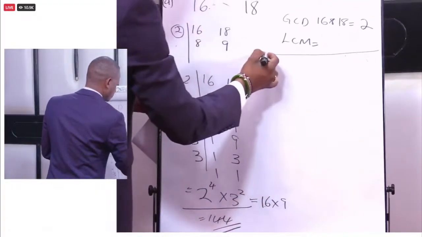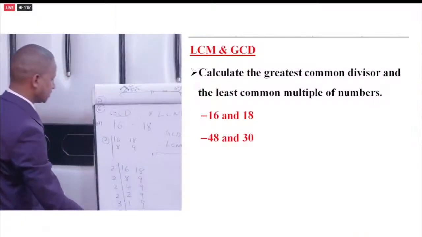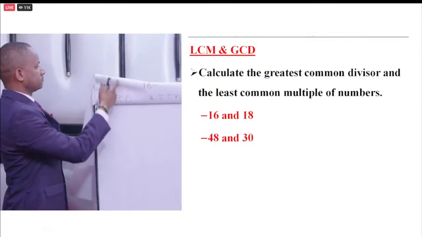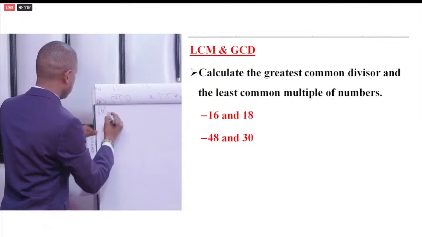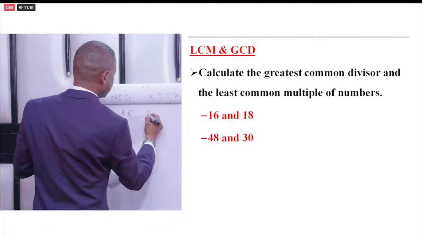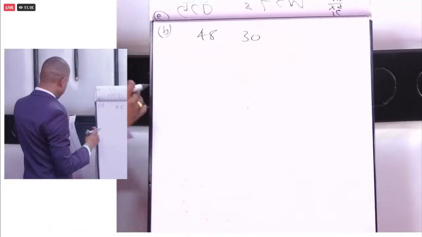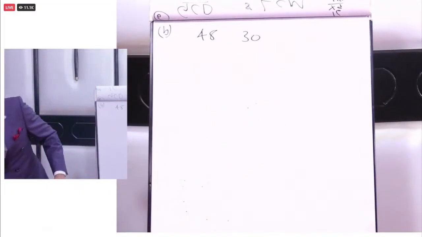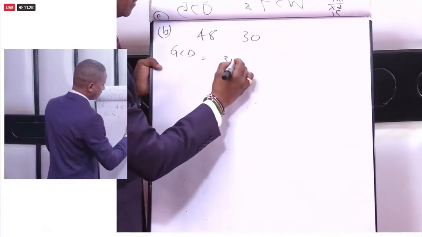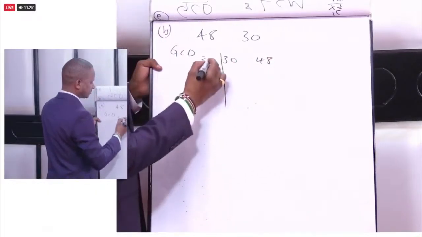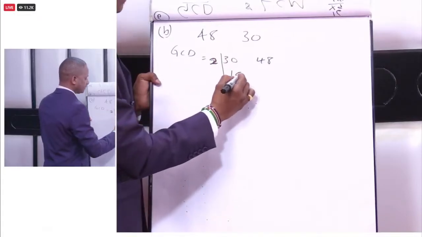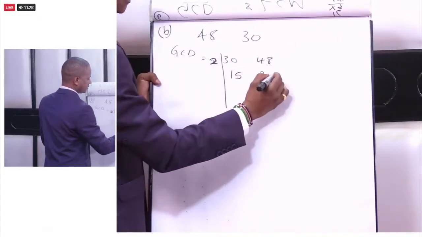Part B of this question, let's just go to the next page. Part B of this question tells you find the GCD and LCM of 48 and 30. Now, in finding the GCD, we start with GCD of 30 and 48. The first number is 2. 2 goes into 30, 15 times. 2 goes into 48, 24 times.